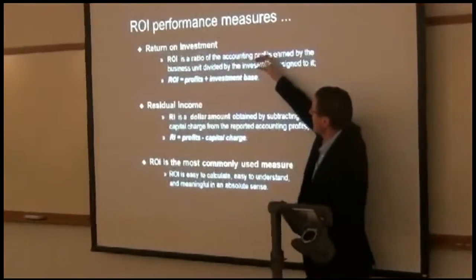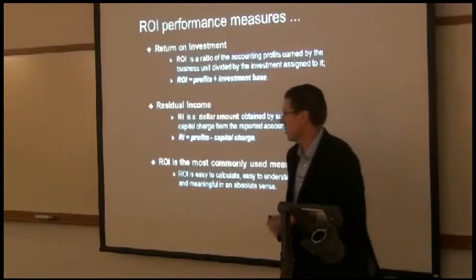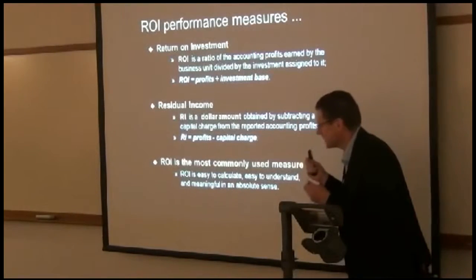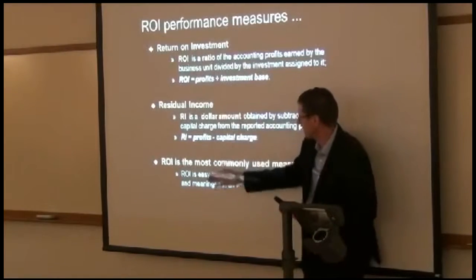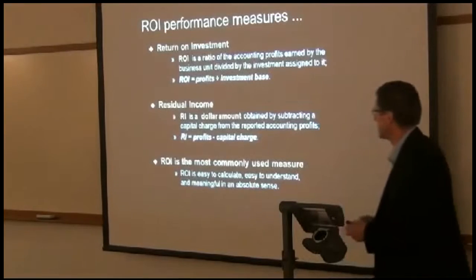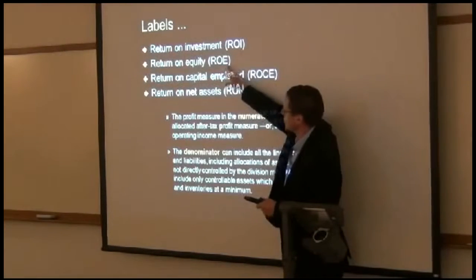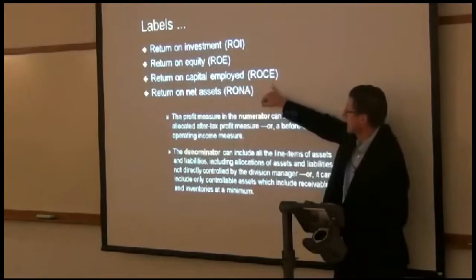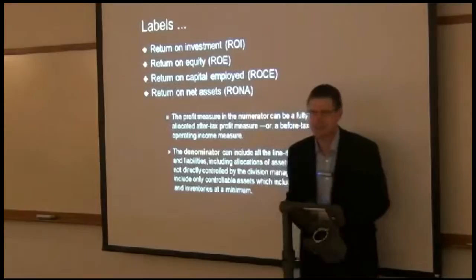All right, so there are different ways of working out performance measures for profit centres or for various strategic business units. You can have return on investment, residual income. These are the two most commonly used numbers. So let's have a look at some of the other labels. There's return on equity, return on capital employed, net return on assets, return on net assets.